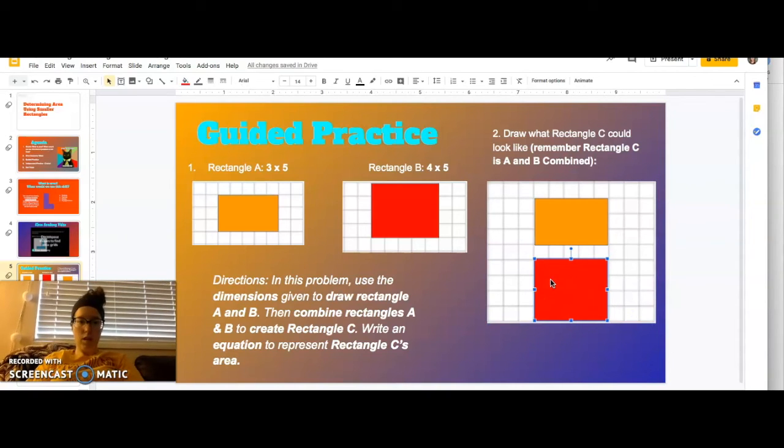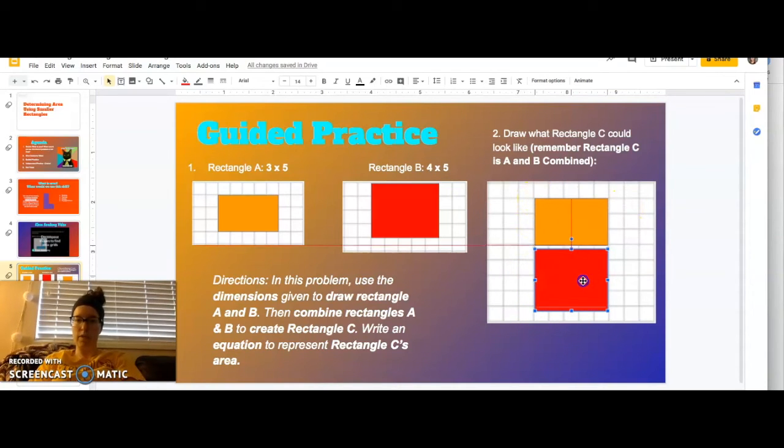Okay. What I notice is that these rectangles have the same width. Look, if I line them up, they both have the same width, right? This one, this red one, rectangle B, is a little bit longer than rectangle A, but they have the same width.